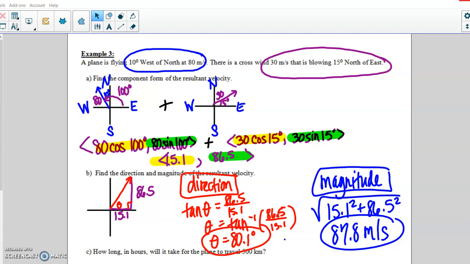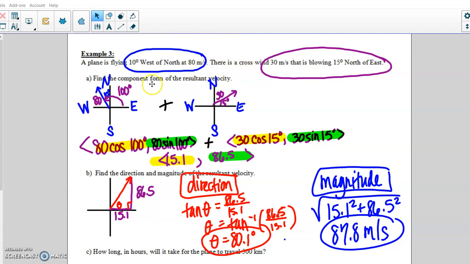A couple things to think about: of course, remember, it goes north, east, south, west. In our first part here, it says a plane is flying 10 degrees west of north. So if this is north, straight up and down, it's 10 degrees west of that, so 10 degrees to the left. If going straight up and down north would be 90 degrees, and you're 10 degrees more to the left, going to the west, your angle, your theta, is 100 degrees. And you know your magnitude is 80 meters per second.